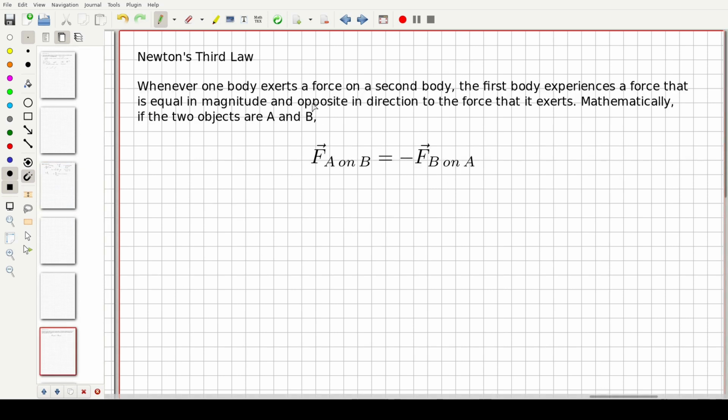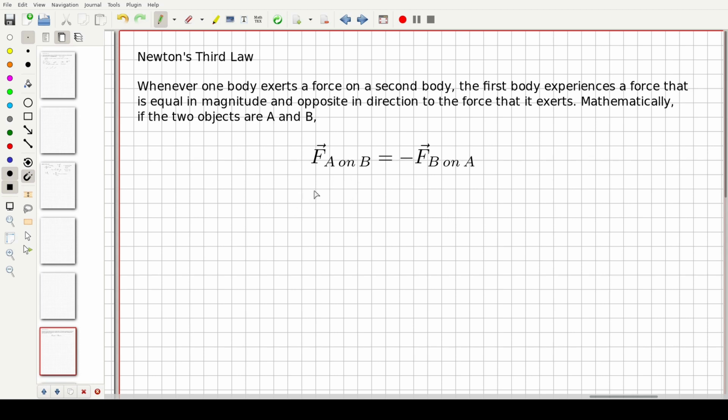Finally, we have Newton's third law. Now, Newton's third law, it's got a lot of words, right? Whenever one body exerts a force on a second body, the first body experiences a force that is equal in magnitude and opposite in direction to the force that it exerts. Mathematically, if the two objects are A and B, the force of A on B is equal to minus the force of B on A.